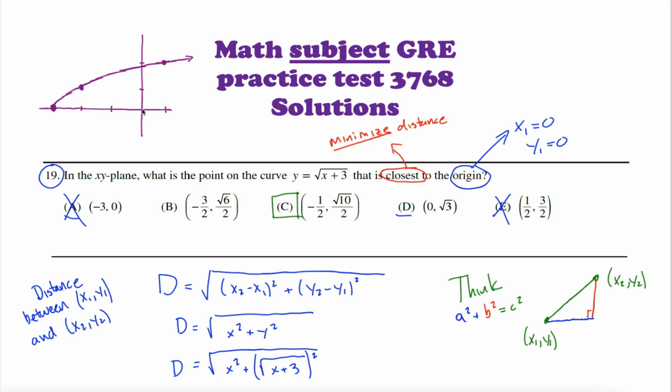The origin is right here. The point negative 3, 0 is way out here. Here's answer A. The point with an x-coordinate of negative 3/2 falls on my graph somewhere up here.